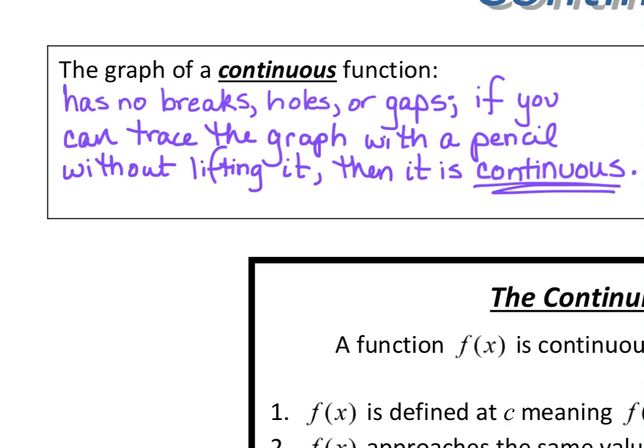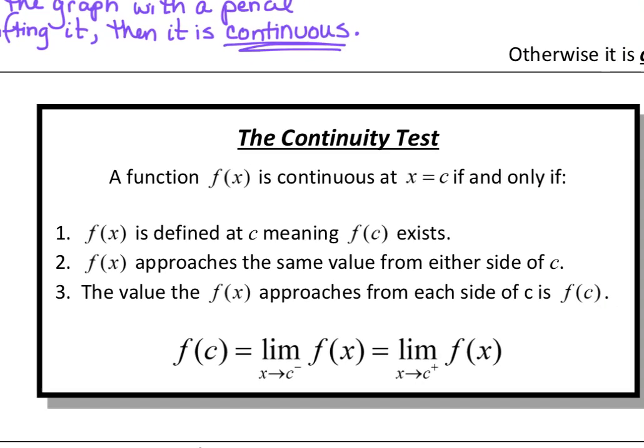So the graph of a continuous function has no breaks, holes, or gaps. Mind the gap. If you can trace the graph with a pencil without lifting the pencil, then it's continuous. Otherwise, it's discontinuous. So take a minute, write that down, and then we're going to talk about the continuity test.